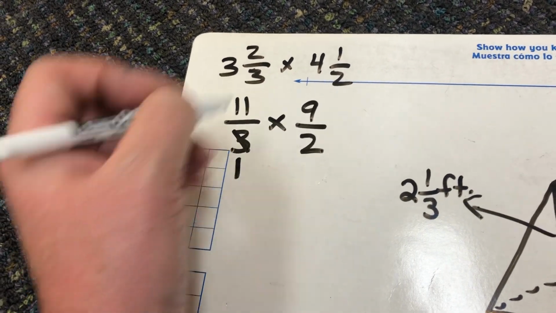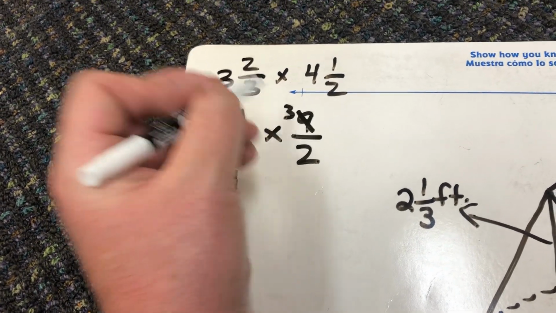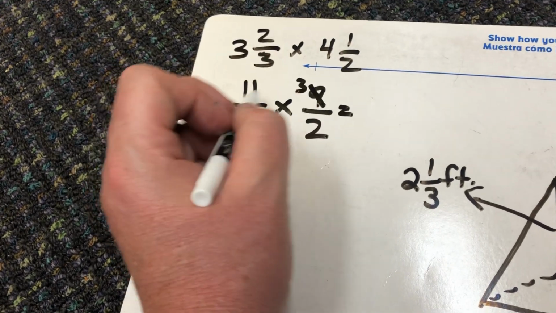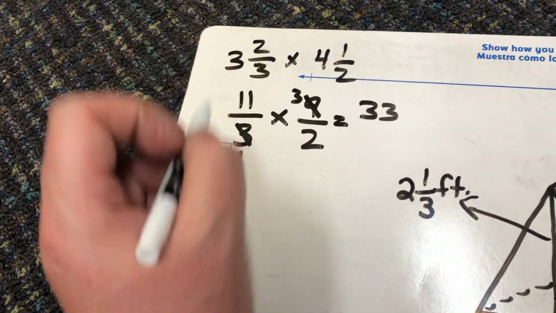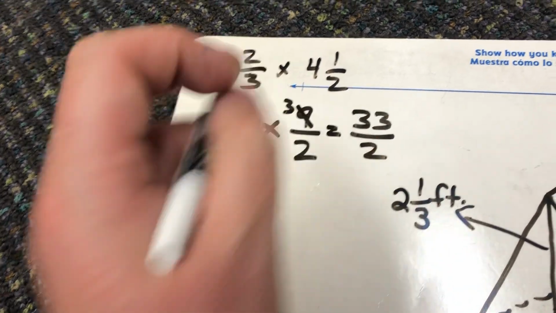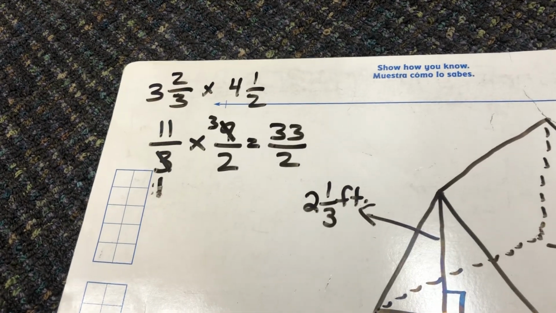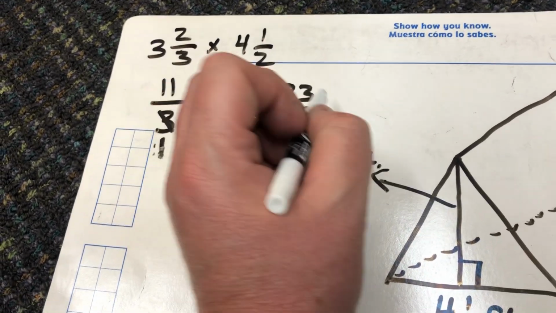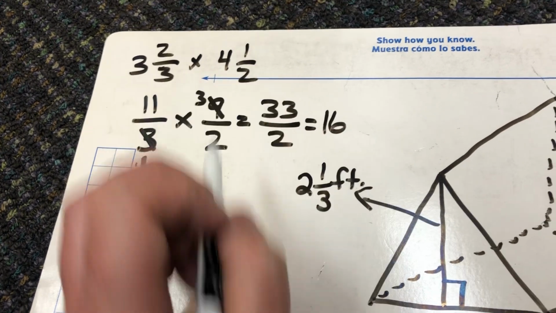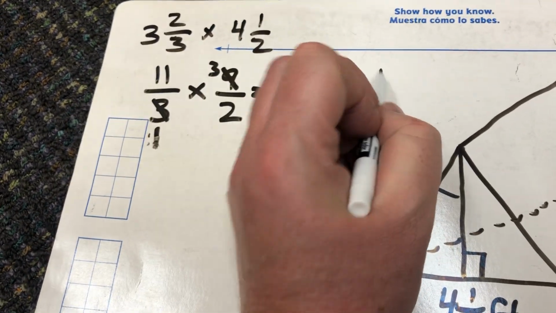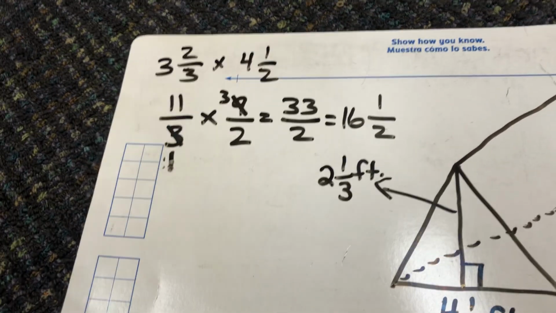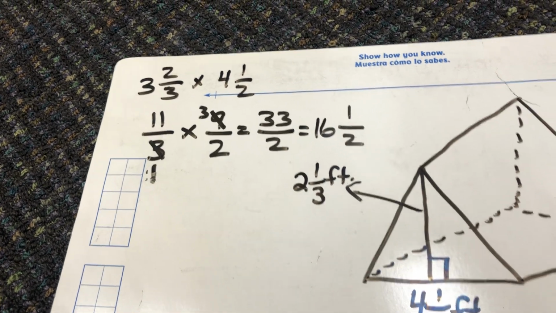3 divided by 3 is 1. 9 divided by 3 is 3. I get 11 times 3 is 33. 1 times 2 is 2. If I simplify that, 2 can actually go into 33 16 times. There would be 1 left over. My denominator is 2, 16 1/2.